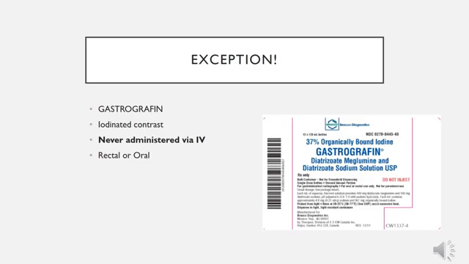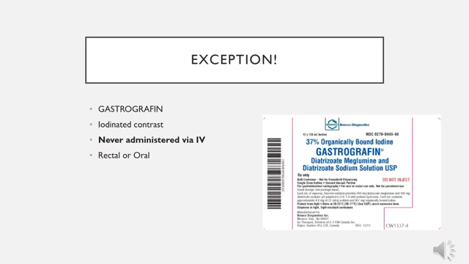So gastrografin. Gastrografin is our exception. It is a water-soluble iodinated contrast. However, this contrast cannot be injected. This is only used for rectal or oral administration. So this is going to be used for evaluation of our GI tract when barium can't be used.